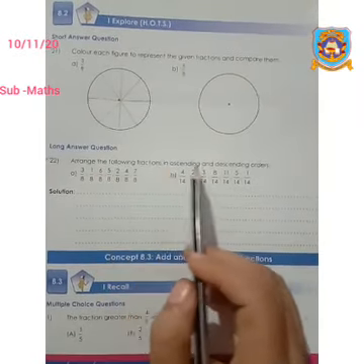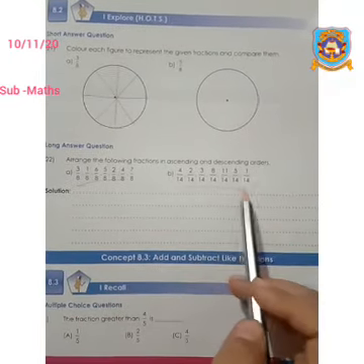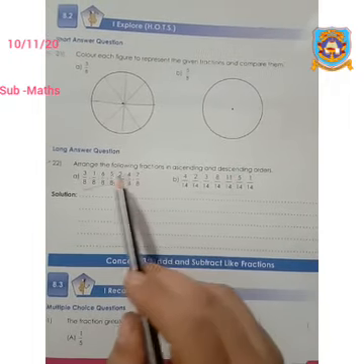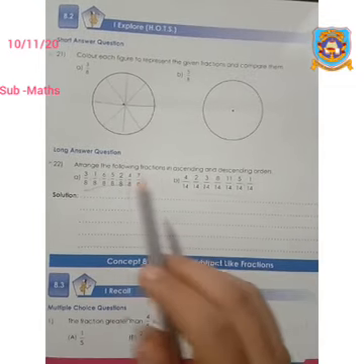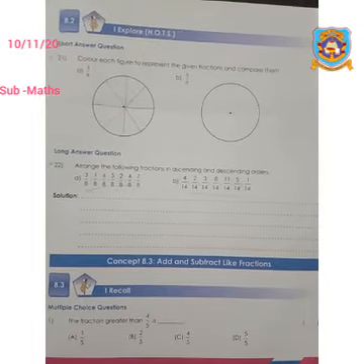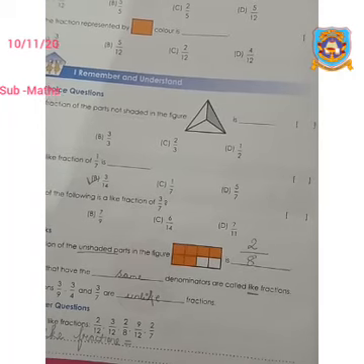Arrange the following fractions in ascending and descending order. So these are like fractions, and these are also like fractions. So what we have to do, we have to arrange in ascending and descending order both for question A and B. Ascending order we know is smaller to bigger, descending order is bigger to smaller. So children, these are the various questions we have discussed today, and the questions which I have given as homework, you can write down in your workbook using a pencil.